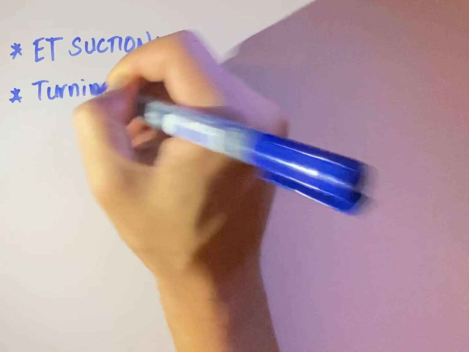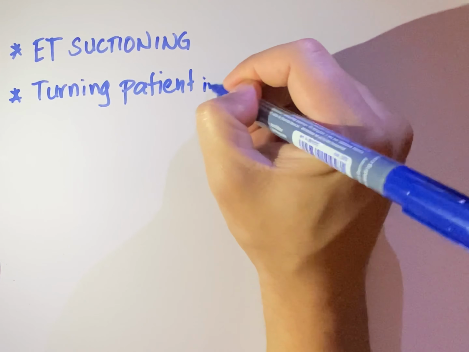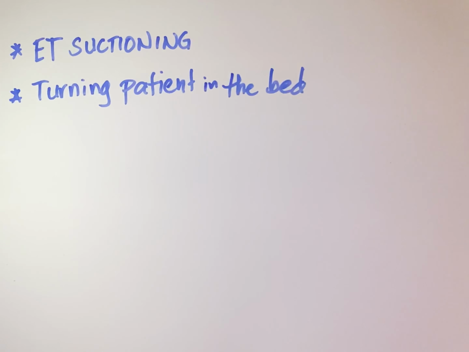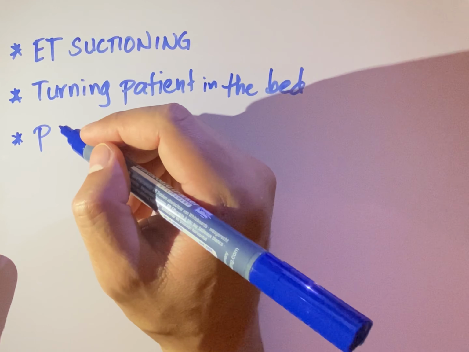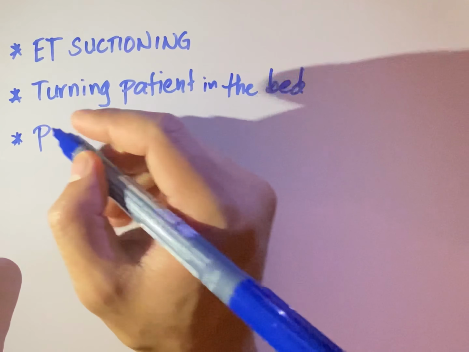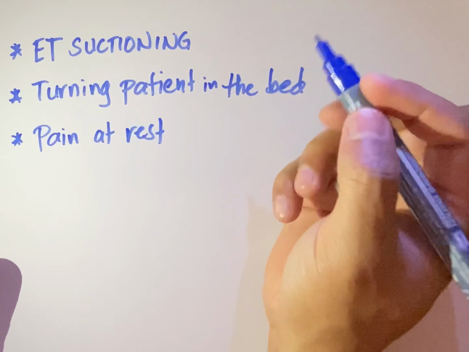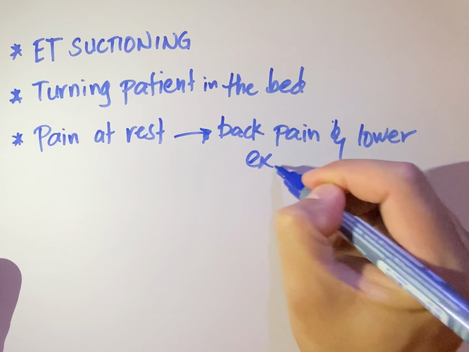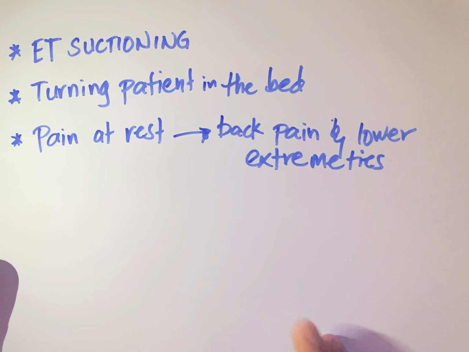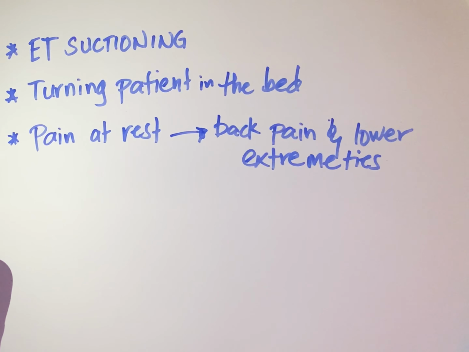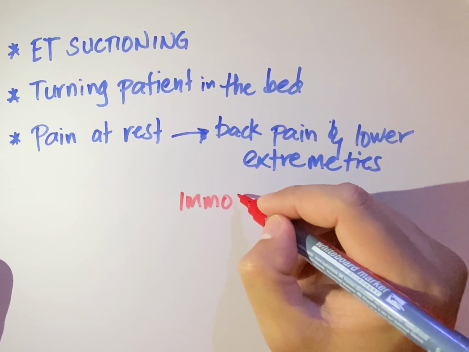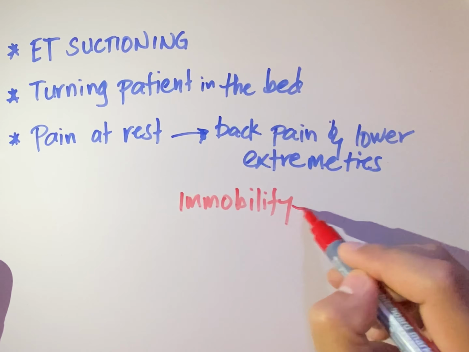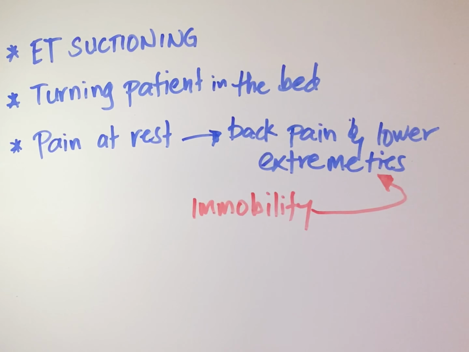Furthermore, some of the critically ill patients experience pain while at rest, even in the absence of a noxious stimulus. This type of pain usually affects the back and the lower extremities. And this increased pain experienced by an ICU patient is attributed to their being unable to move, or immobility. And of course, the systemic inflammation that the patient has while admitted in the ICU.